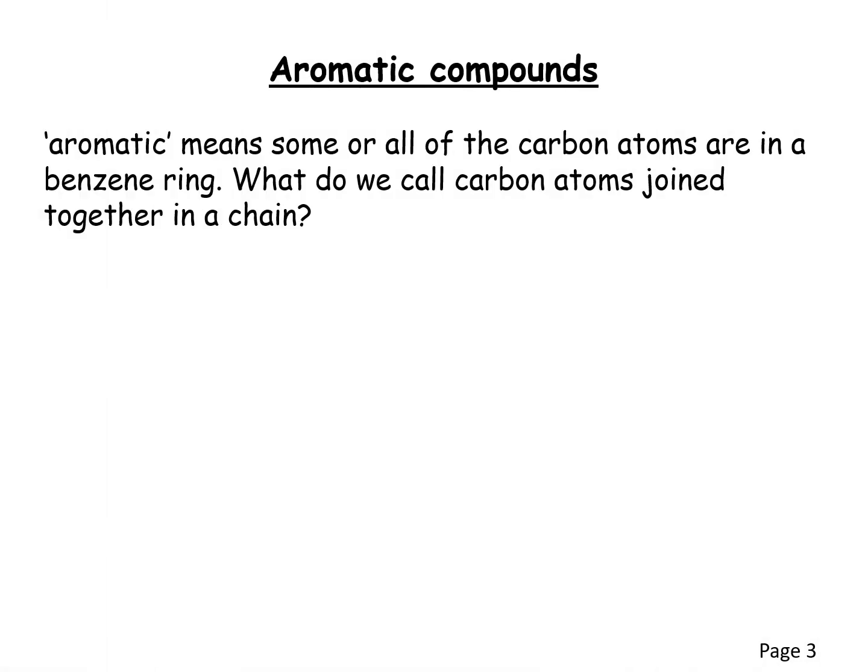So we're on page 3 of the notes now, and we can see that aromatic refers to some or all of the carbon atoms being in a benzene ring. So what do we call carbon atoms that are joined together in a chain? We met this idea way back in basic concepts. We probably haven't used it a great deal up until now, but we do need to know what it means. Just take a moment to think and see if you can remember the term we use for carbon atoms in a chain.